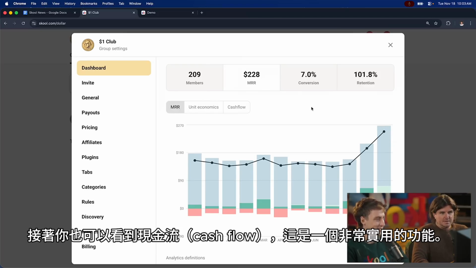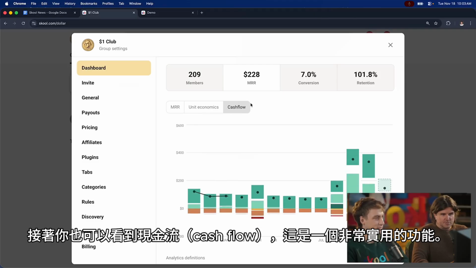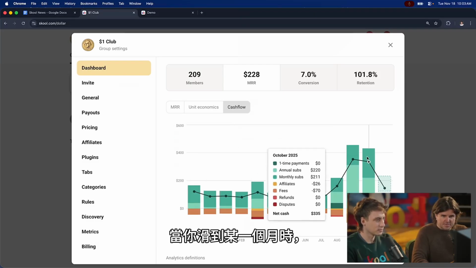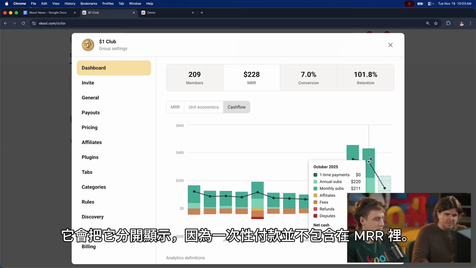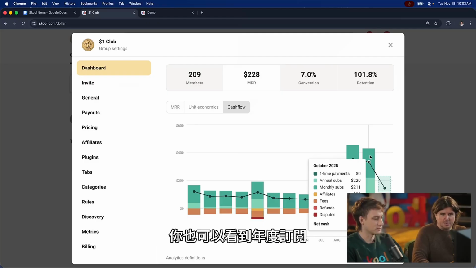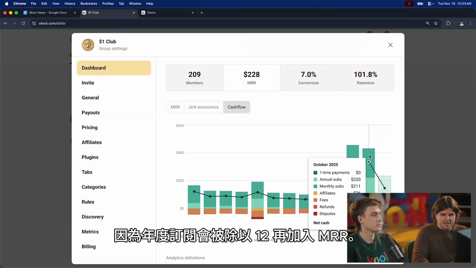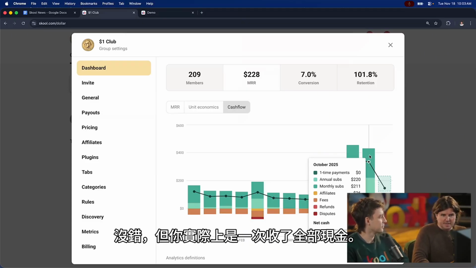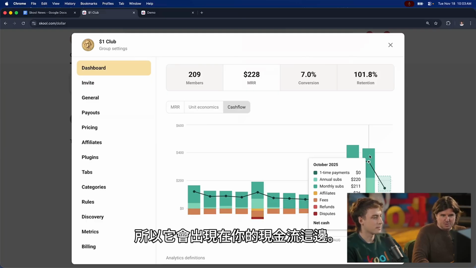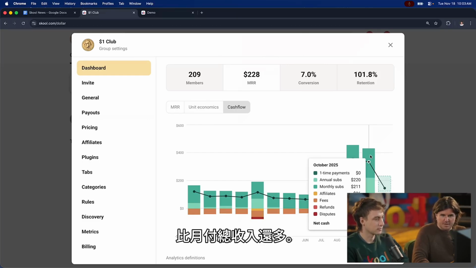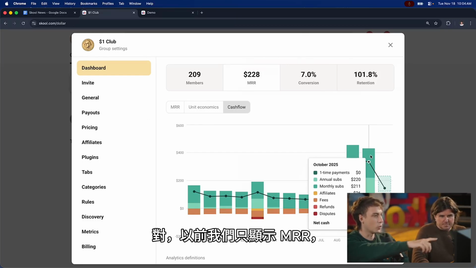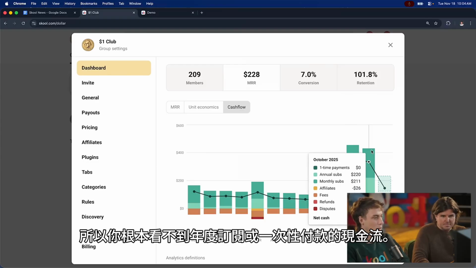Then you can also see your cash flow, which is a really useful feature, because if you hover over a month, you can see if you've got one-time payments, it'll break it out, because one-time payments aren't a part of MRR. You can also see your annual subs, because an annual sub is divided by 12 and added to MRR, but you collected all of that cash today, right? So it shows up in your cash flow here. I can see my annual subs for the month of October were more than the total of my monthly.